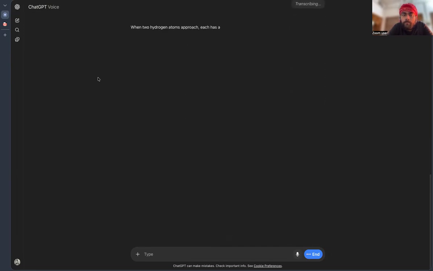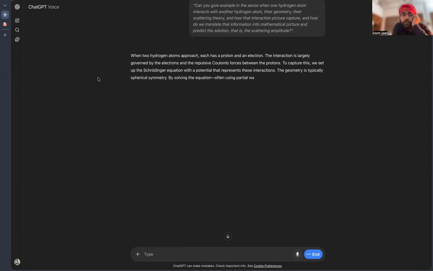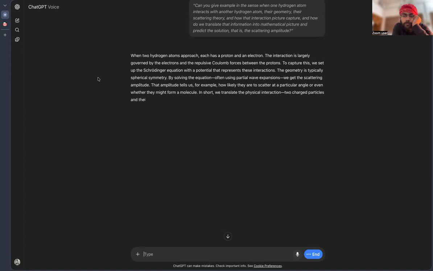When two hydrogen atoms approach, each has a proton and an electron. The interaction is largely governed by the electrons and the repulsive Coulomb forces between the protons. To capture this, we set up the Schrodinger equation with a potential that represents these interactions. The geometry is typically spherical symmetry. By solving the equation, often using partial wave expansions, we get the scattering amplitude. That amplitude tells us, for example, how likely they are to scatter at a particular angle, or even whether they might form a molecule. In short, we translate the physical interaction, two charged particles and their symmetry, into a mathematical potential, solve it, and get predictive scattering data.